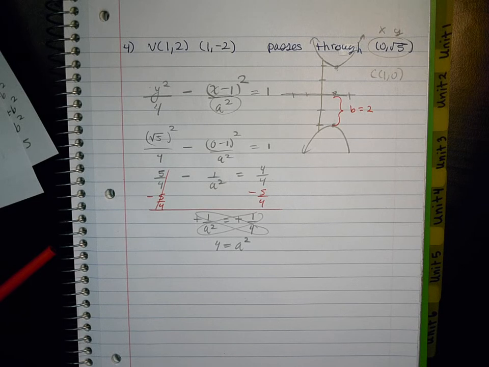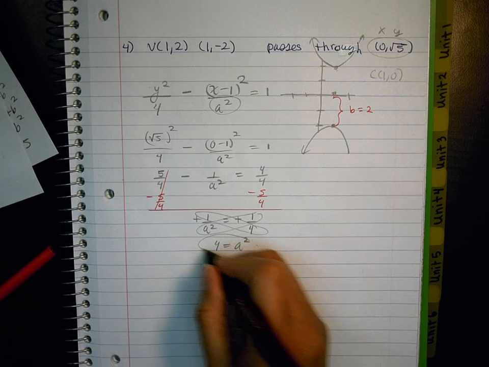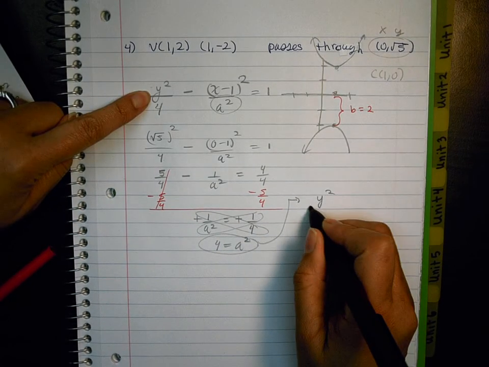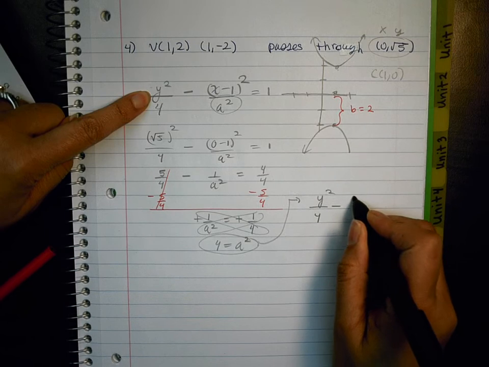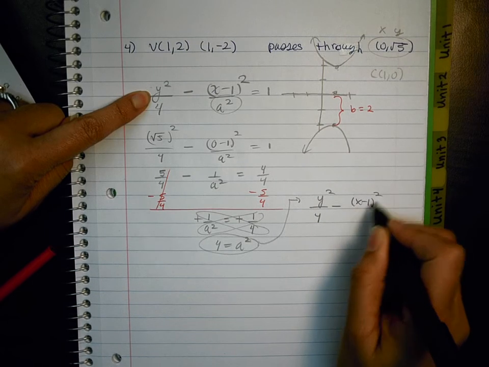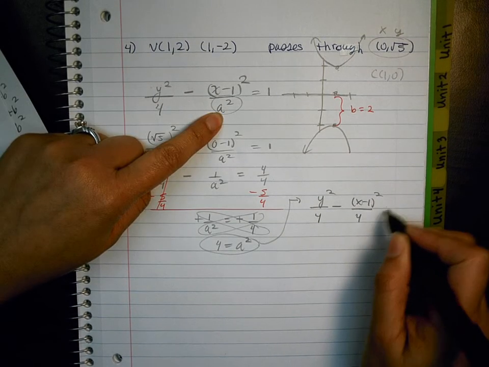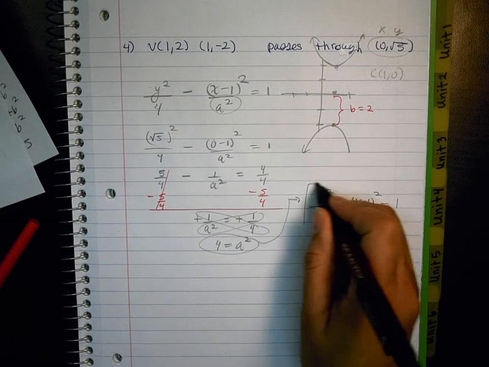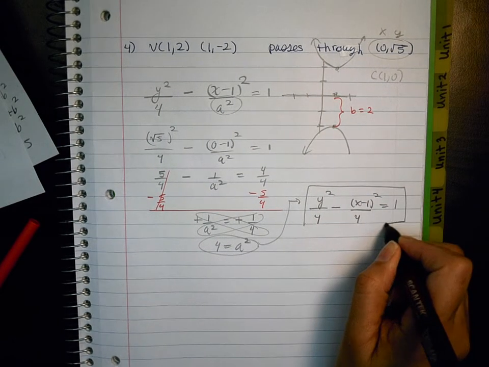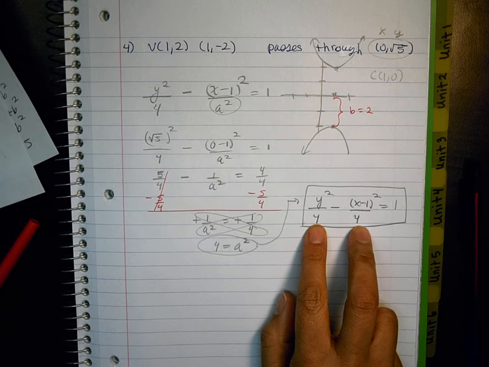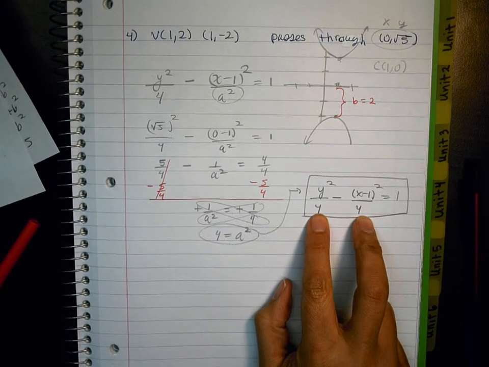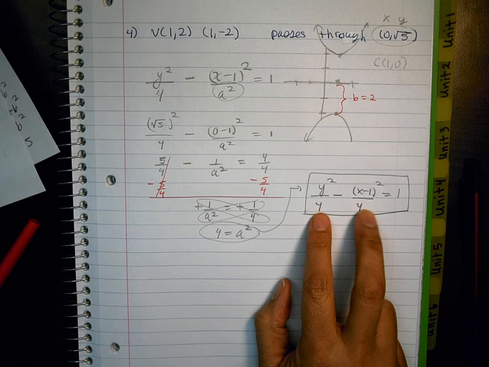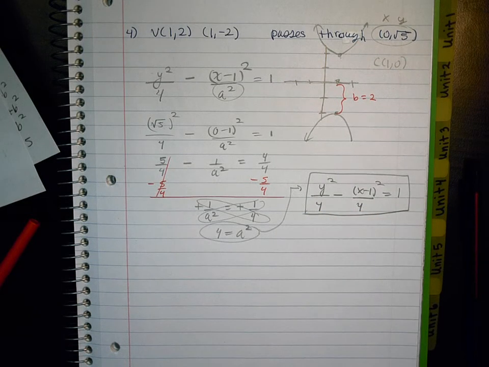So I'm ready to write my equation. I'm just going to write it here. Y squared over 4 minus x minus 1 quantity squared over 4 equals what? 1. Can anybody tell me why this is okay if these two numbers are the same? Like, why is this not a circle? Usually if those two numbers are the same, it would be a circle. Why is this not a circle?